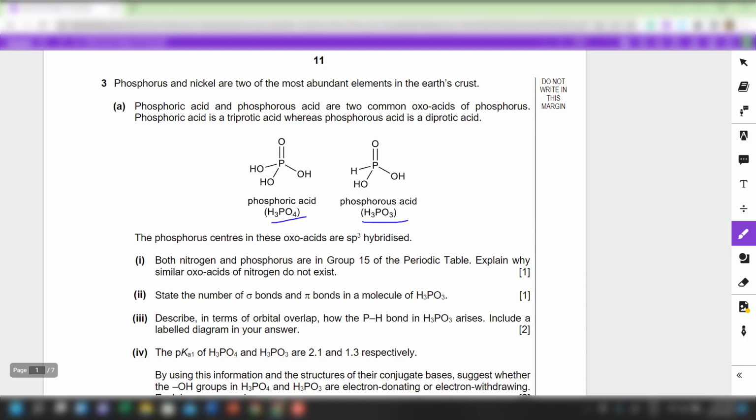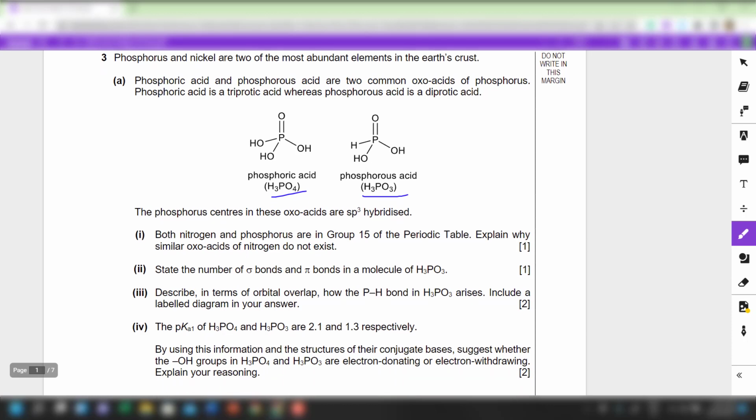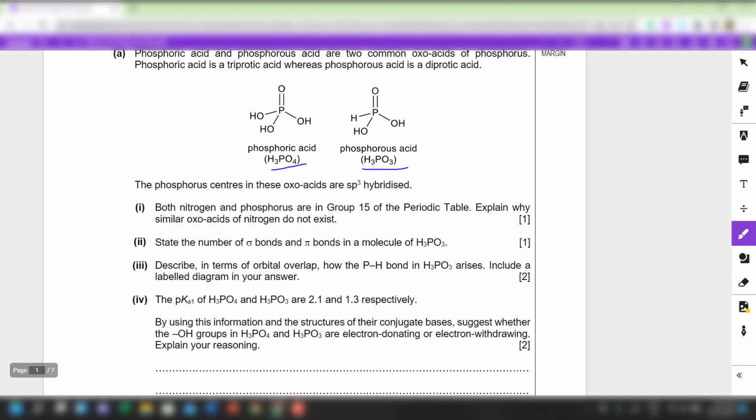Okay, so molecular formula is given to you. You are being told that phosphoric acid is triprotic, phosphorus acid is diprotic. Although this information is not very useful in the questions, it's just given to you as a matter of fact. You were also told that the phosphorus center in these oxo acids is sp3 hybridized. A lot of you might not read this part of the question carefully. sp3 hybridized simply means that the shape around the phosphorus center is tetrahedral, and there are 4 sets of sp3 hybrid orbitals, which you should know how to draw from one of your chemical bonding learning outcomes.